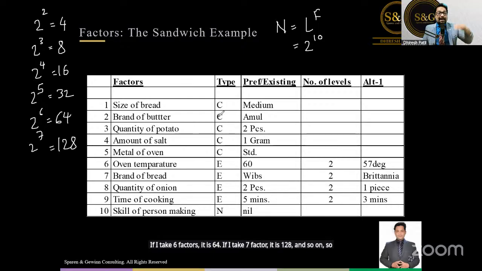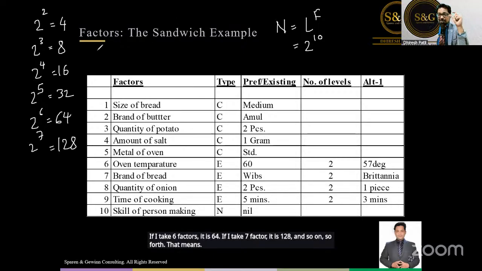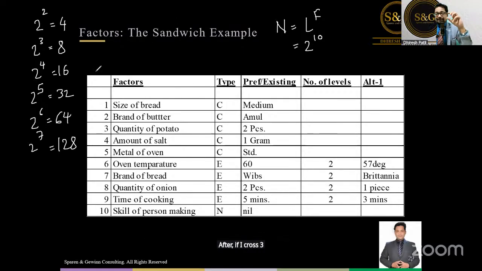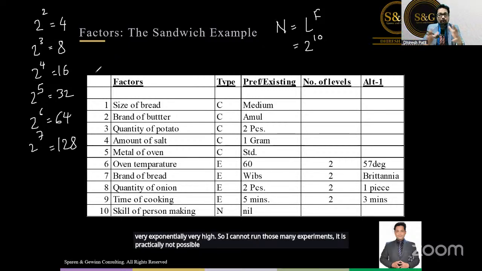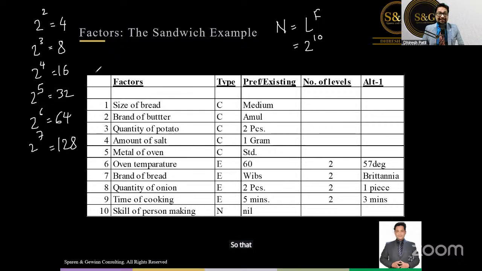That means if I cross 3 factors or 4 factors, it becomes exponentially very high. So I cannot run those many experiments. It's practically not possible. Management will not allow me to do this. So that's the reason, out of 10 factors, we have to select those critical few, 2, 3 or 4 factors only. Are you clear? The more number of factors, more number of runs.